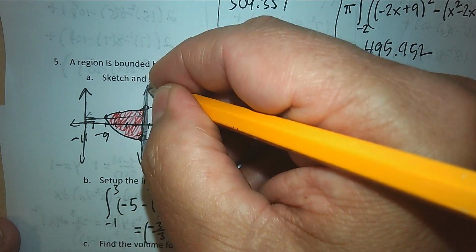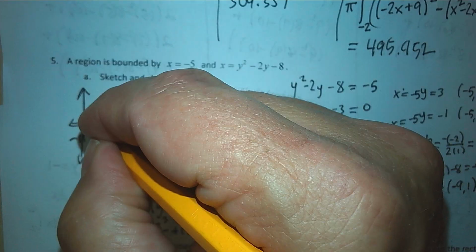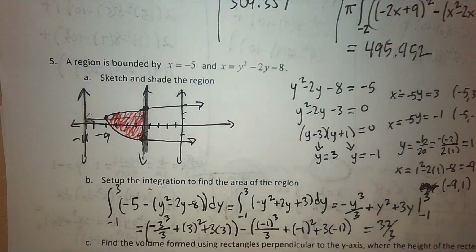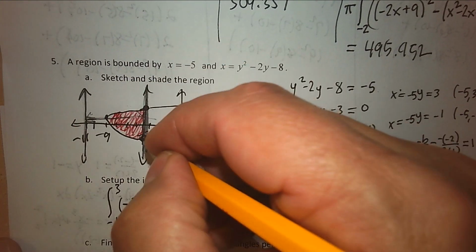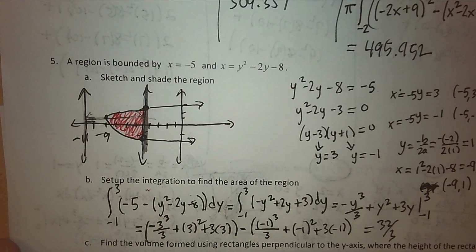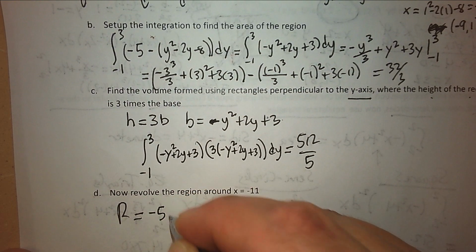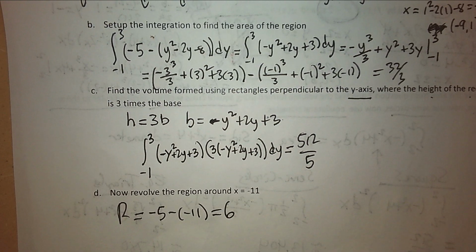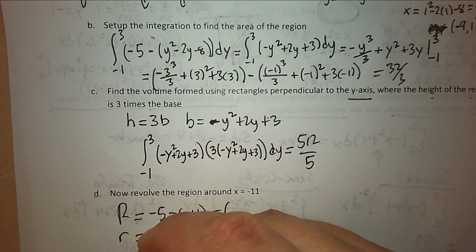What's on the outer edge? The outer edge is -5. What's on the left edge? Right subtract left. -5 and -11. Just use your common sense. What is that width from -11 to -5? 6. That's it. So the big radius is -5 subtract -11, or just use your common sense, and the big radius is 6. How do I find the small radius?